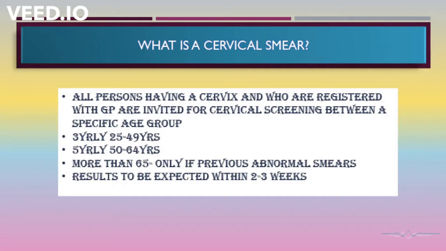All persons having a cervix and who are registered with a GP are invited for cervical screening between a specific age group, that is the age of 25 to 64. Between 25 to 49, it is every 3 years. Between 50 to 64, it is every 5 years. Cervical smear is performed only if the previous smears were abnormal. How long does it take to obtain the results? It is around 2 to 3 weeks.